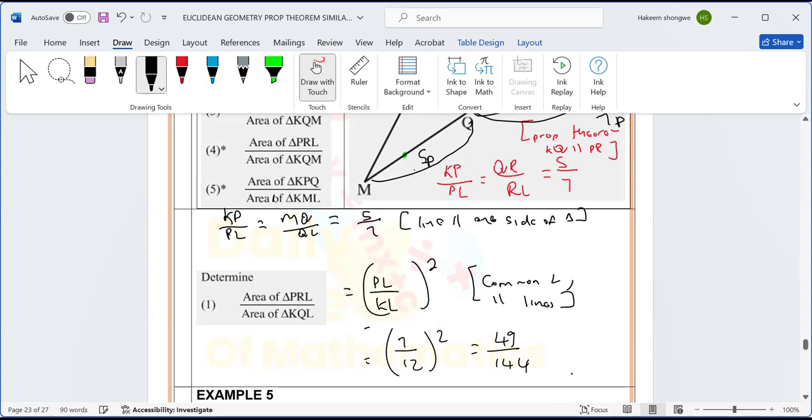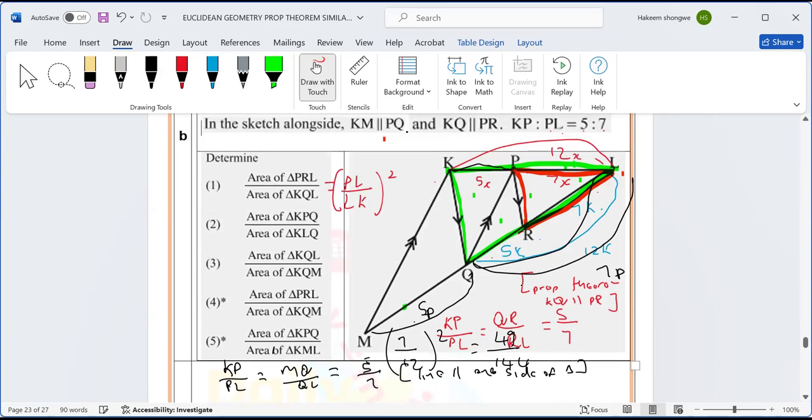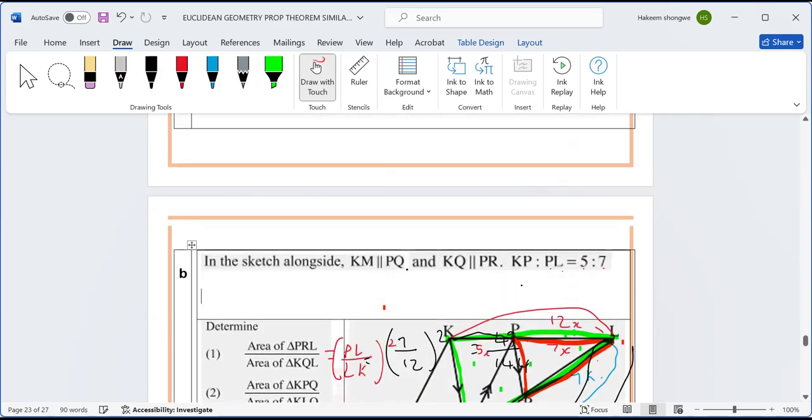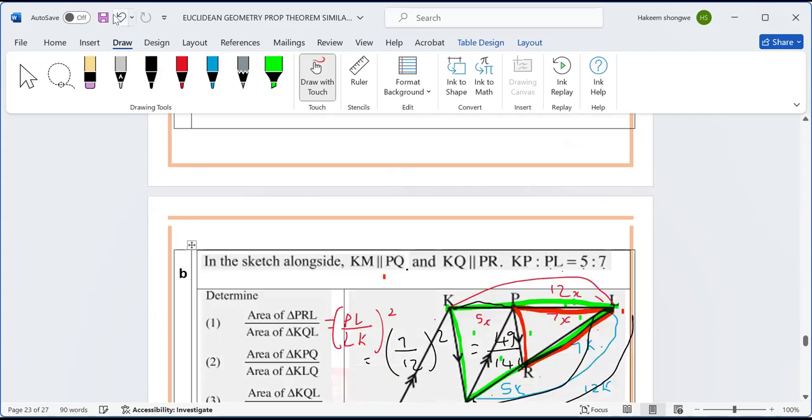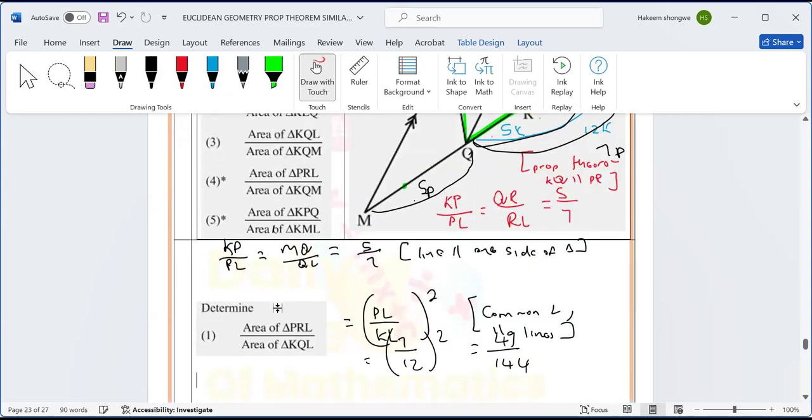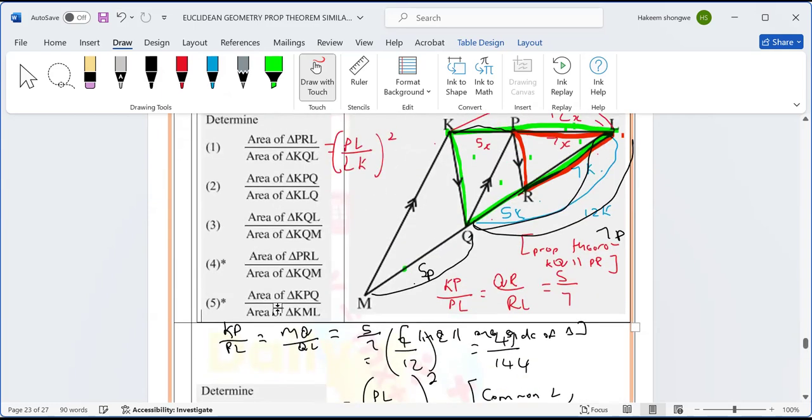Okay. Next we go to the next one. What is happening with the next one? We just have to highlight it and check what it is giving us. So I'm going to erase this one. We're done with this one. Let's go to number B.